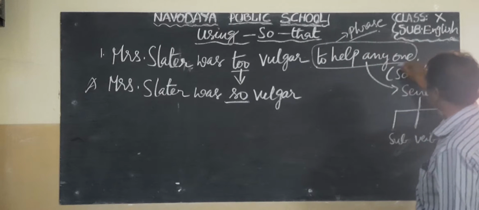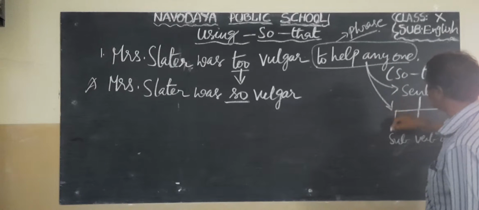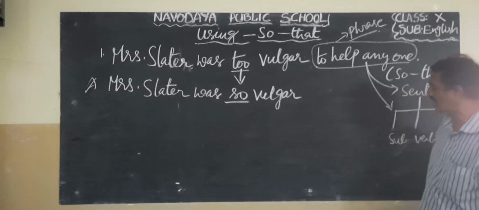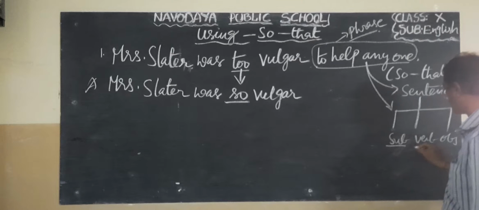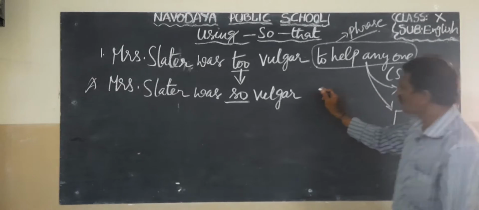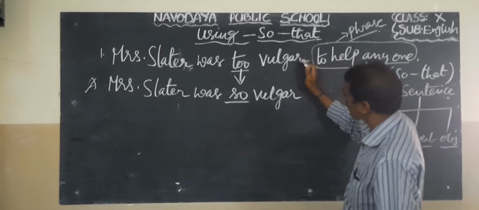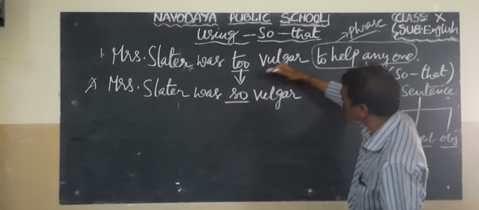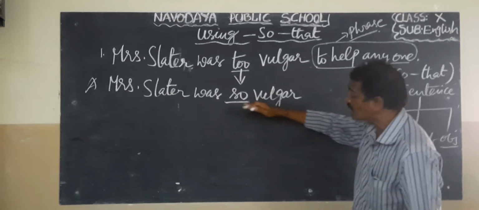So it should be changed into a clause. Phrase, and then clause. A clause has a subject, a verb, and an object. So first this is completed: Mrs. Slater was too vulgar. Mrs. Slater was so vulgar.